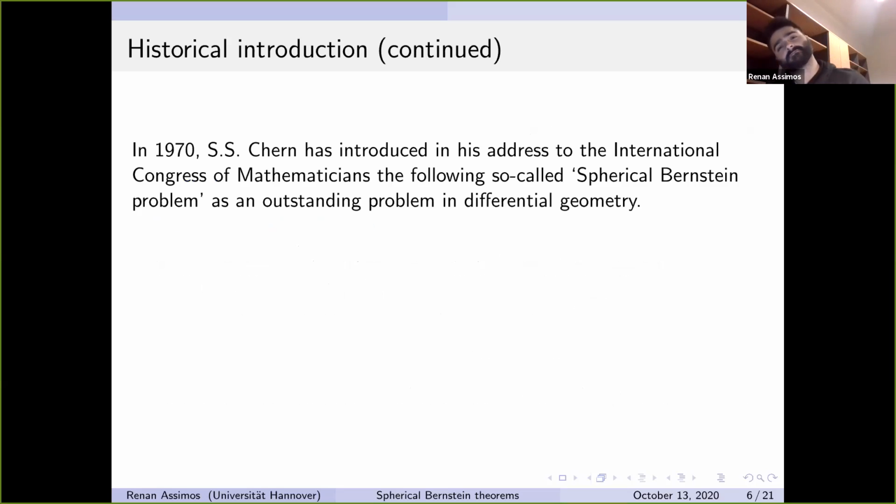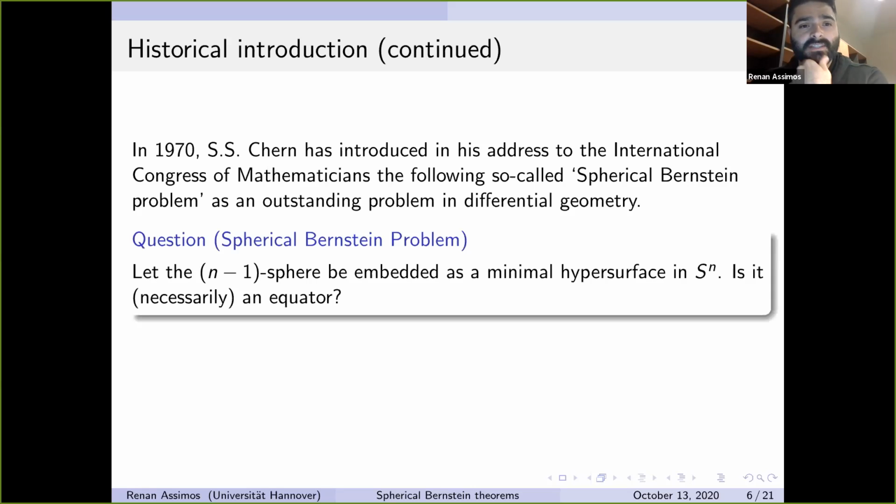So this is the so-called classical Bernstein theorem. And now Shen has introduced, in his address to the International Congress of Mathematicians, a problem that he called the spherical Bernstein problem. And he called it an outstanding problem in differential geometry. And it reads like this.